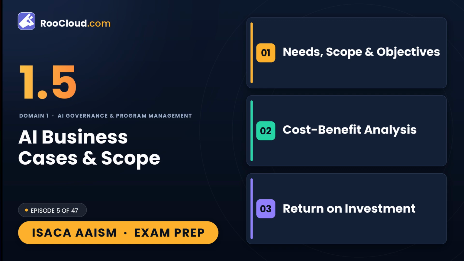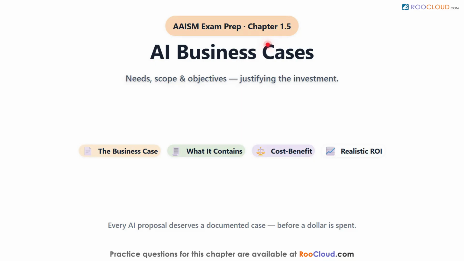Welcome to Domain 1, Section 1.5, AI Business Cases, Needs, Scope, and Objectives. In this session, we will look at why every AI proposal deserves a documented business case, what that business case must contain, how to run a cost-benefit analysis, and how to think about return on investment in a realistic way.